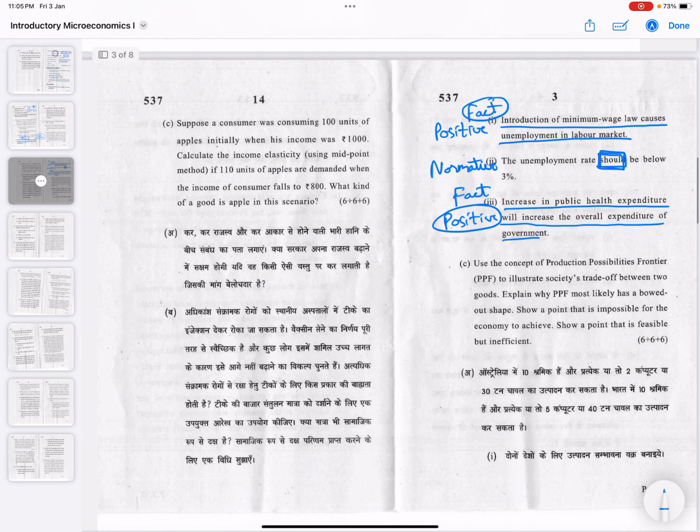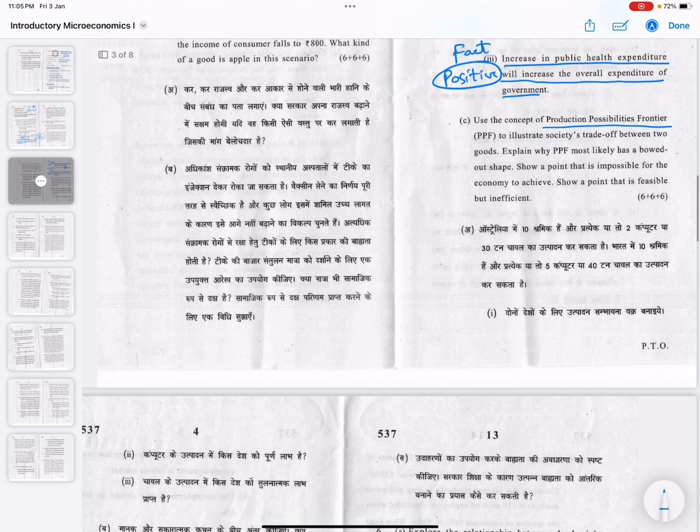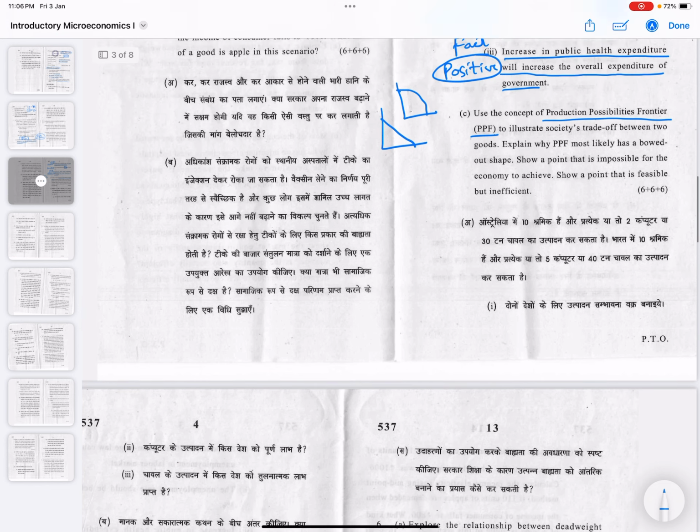Okay. Now moving to the C part, use the concept of production possibility frontier. So you need to tell what a production possibility frontier is. It can be downward sloping. It is always downward sloping. It can be linear or bowed outward. So you need to tell in which particular case it could be. If they ask to illustrate society's trade-off between two goods, you can give the example of guns and butter.